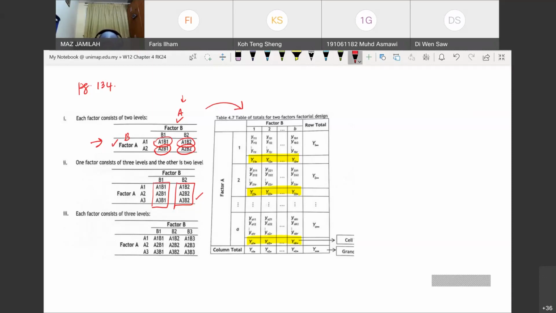It means that you are going to add the response variable values, and then you will get the summation over here. So this will be the summation of factor A level 1. You can also have it for level 2, and also the last level.